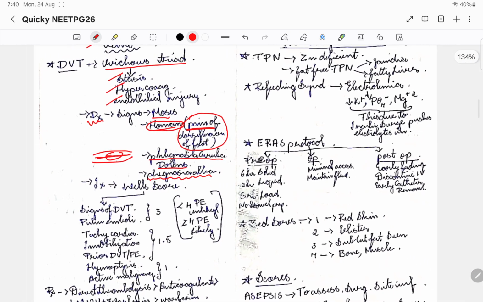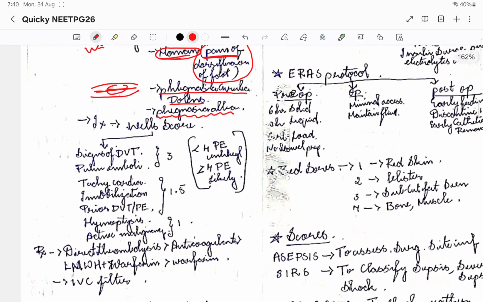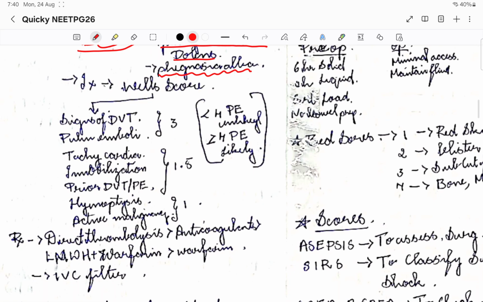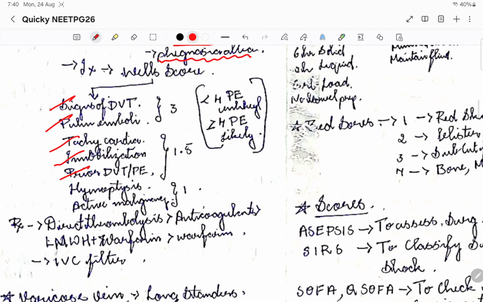Okay, so investigation will be DVT scoring. The Wells score will also be used for pulmonary embolism; here in DVT also we are doing it. Okay, so the Wells score is similar. If there are signs of DVT and there is pulmonary embolism, then it is going to be 3 points that we'll give. And if tachycardia, immobilization and prior DVT are there, then 1.5 for each of them. Then coming to hemoptysis and active malignancy, we'll give 1 point for each of them.